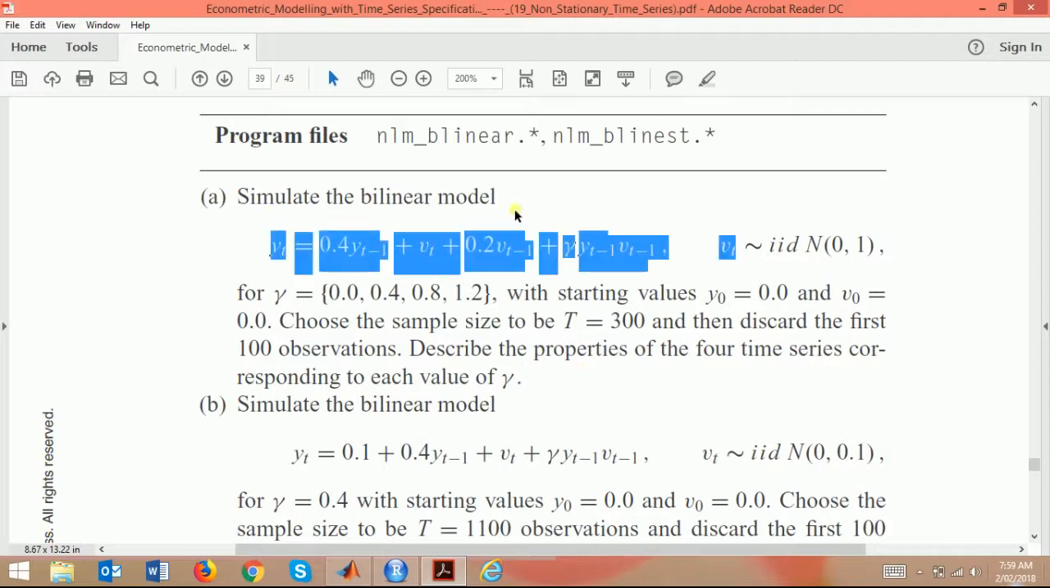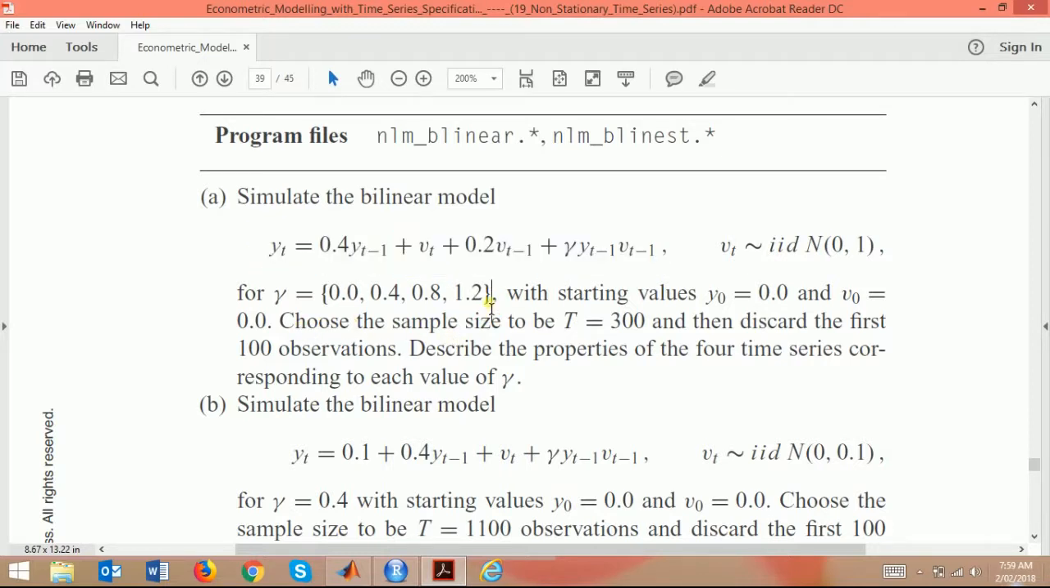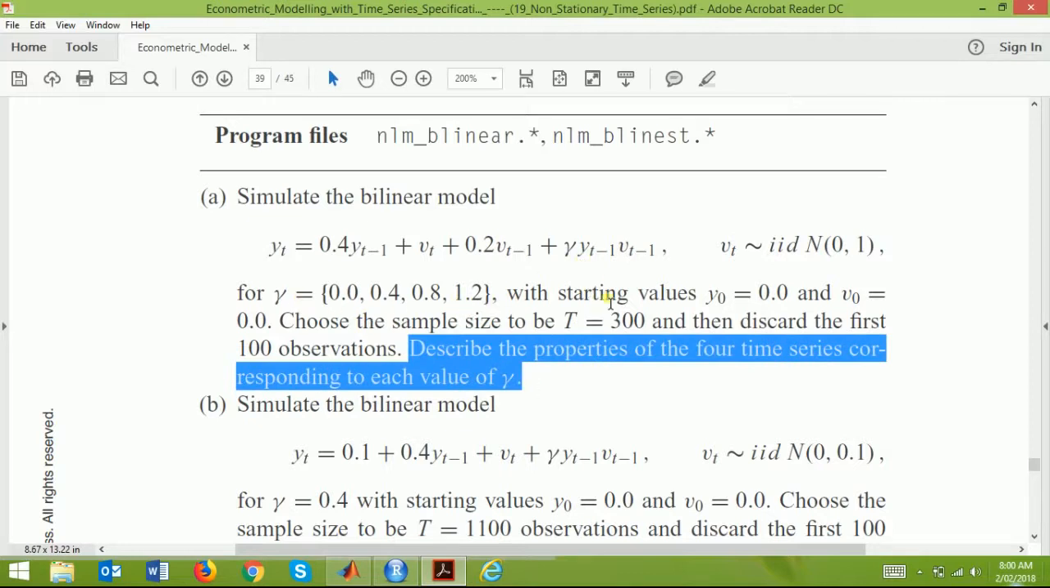So let's simulate a bilinear model. This is the equation, and we are given 4 different gamma values, and we will see that as gamma increases we see different shocks. The starting values y0 and v0 are 0. Our sample size is 300, and then we discard the first 100 observations to remove the initialization. We'll describe the properties of the 4 time series corresponding to each value of gamma. So we'll have 4 different time series for 4 different gammas, right?